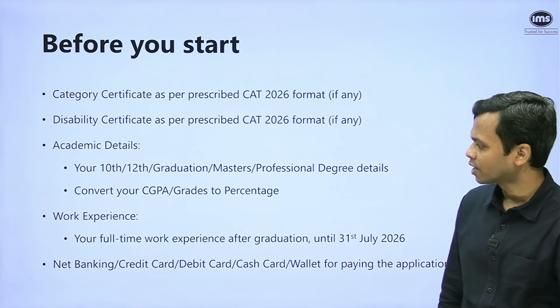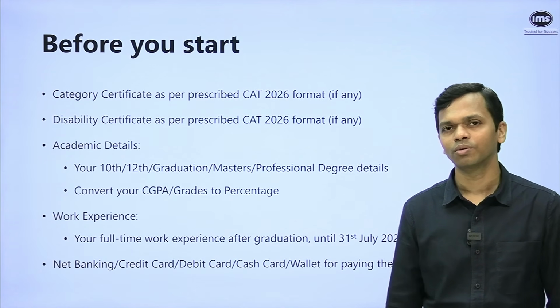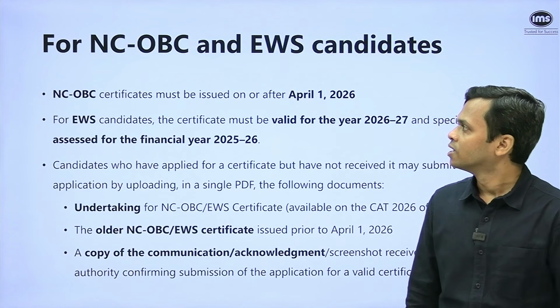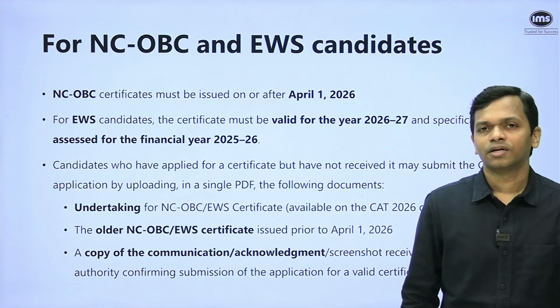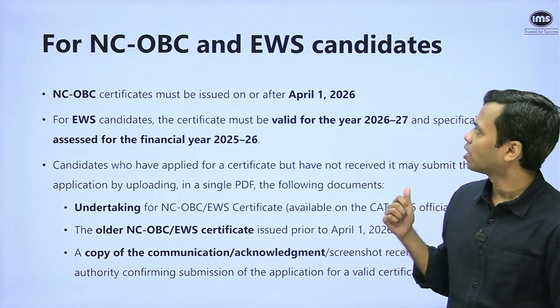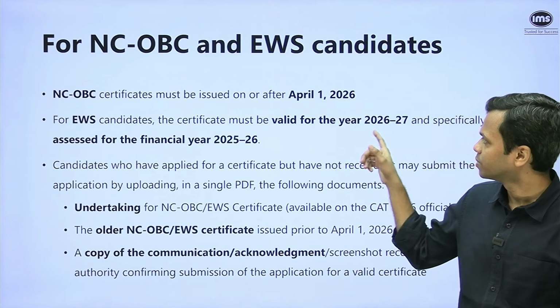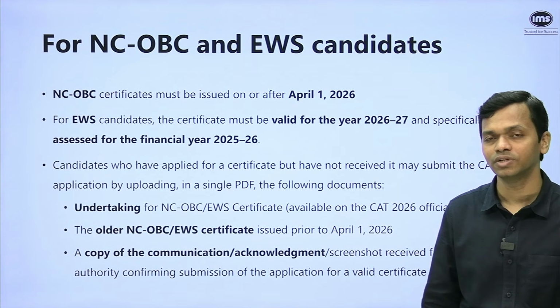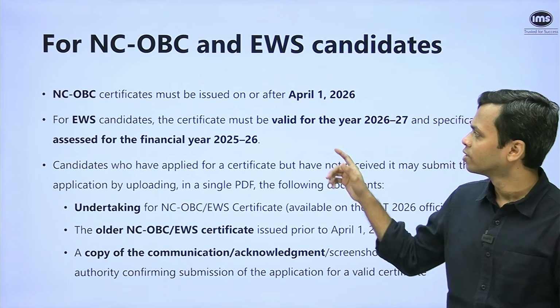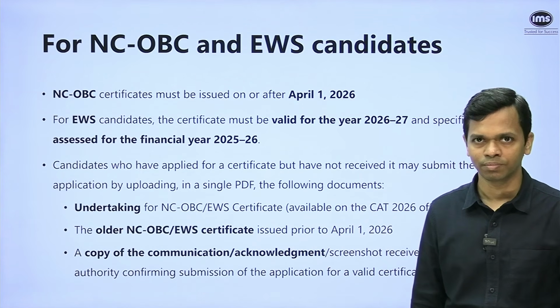So have that handy. And finally, to make the payment, I need not tell you more about it. It's pretty straightforward. Now for NCOBC and EWS candidates, some very important things: firstly, NCOBC certificate must be issued after April 1st. Okay. Now for EWS candidates, the certificate must be valid for the year 26-27, assessed specifically for FY 25-26. So they're very, very clear as to what the document requirements are.